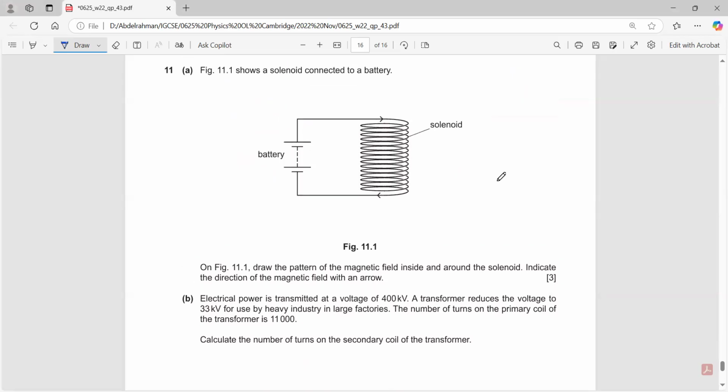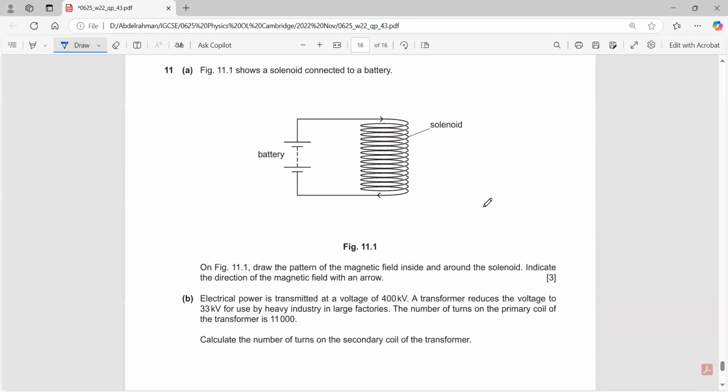Figure 11.1 shows a solenoid connected to a battery. On figure 11.1, draw the pattern of the magnetic field inside and around the solenoid. Indicate the direction of the magnetic field with an arrow. This is a nice question because we need to find the magnetic field using the right hand rule grip. How can I use the right hand rule grip?